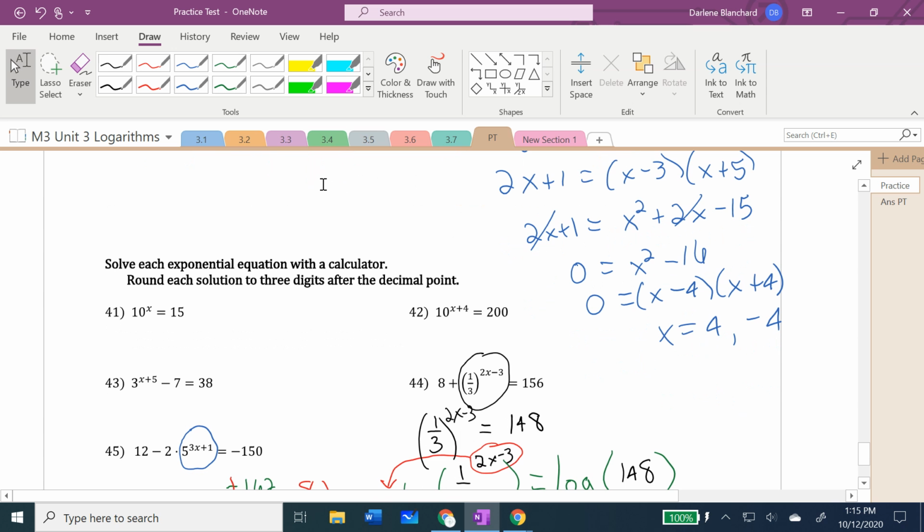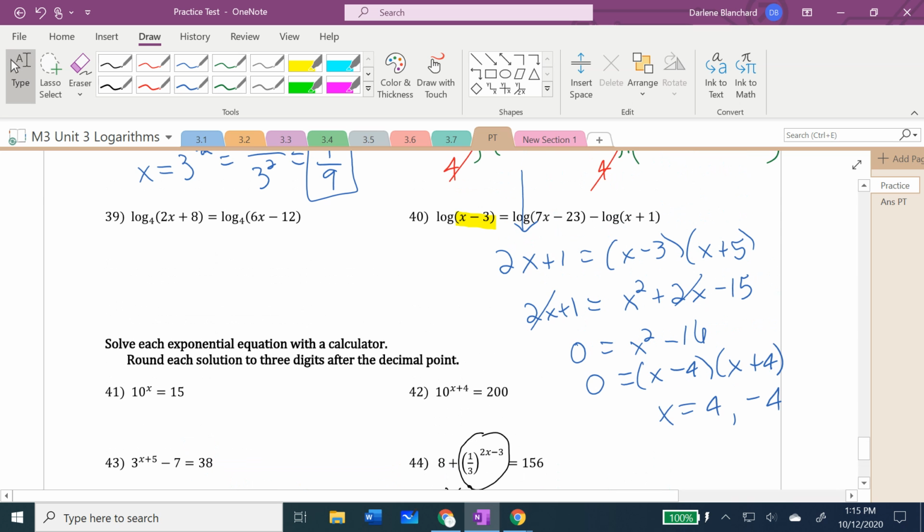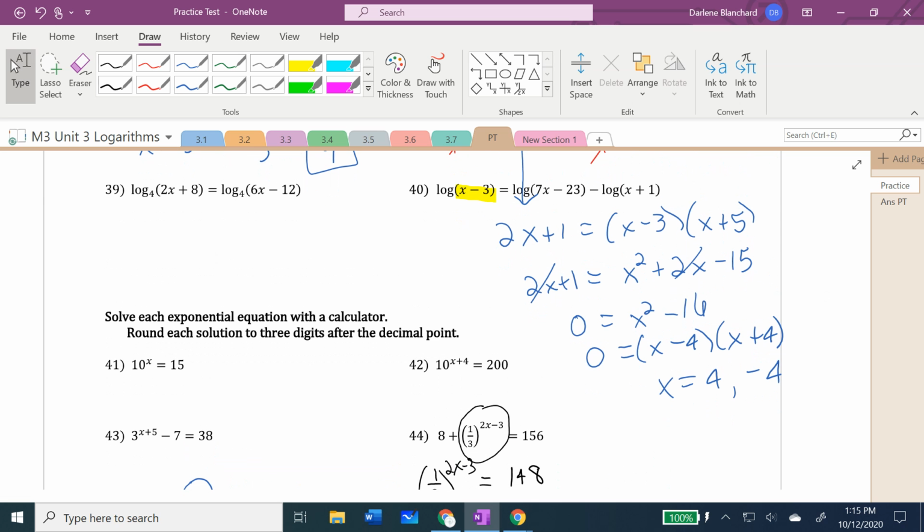And you see, do both of them make x minus 3 positive? Correct. -4 is out. Now I only need to check 4.